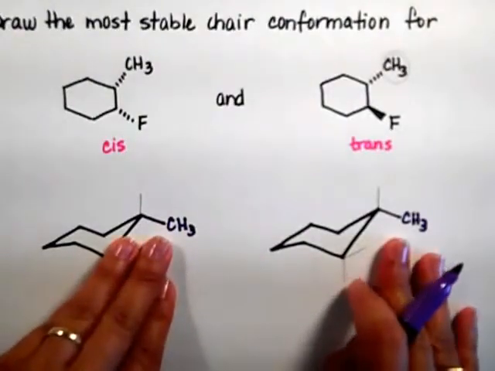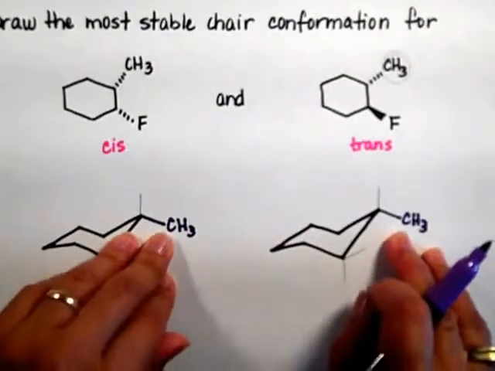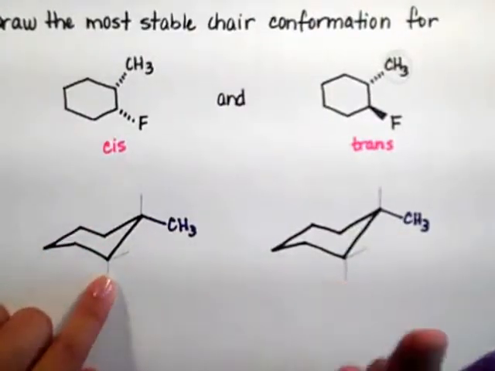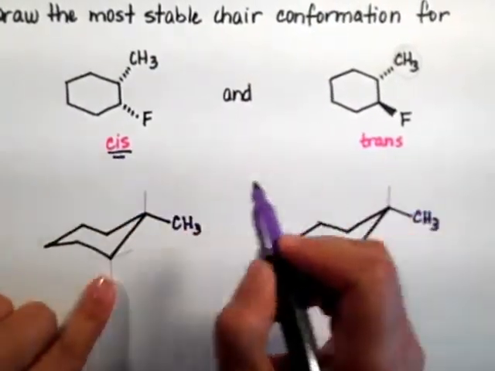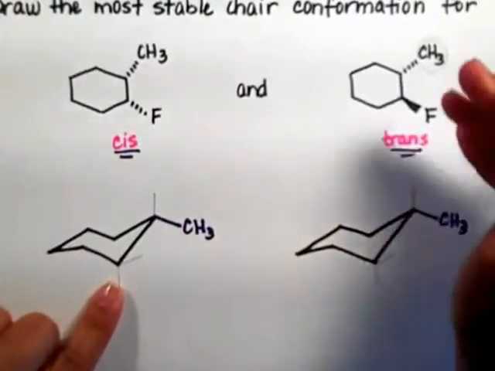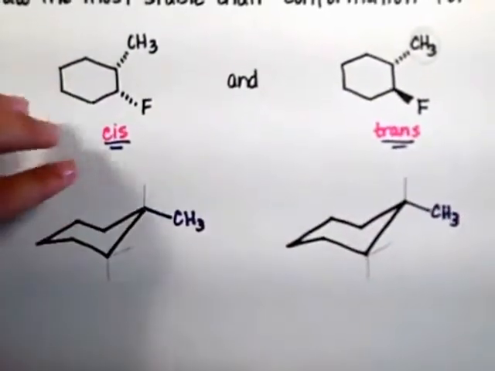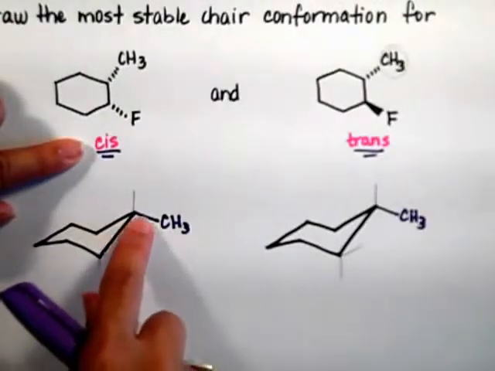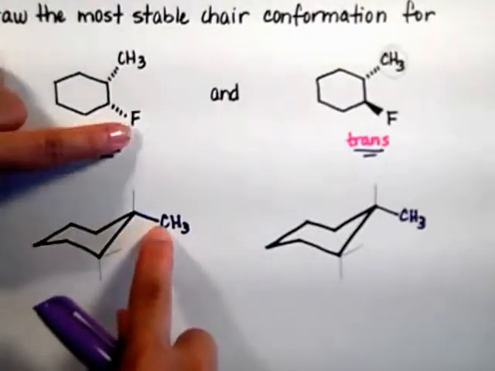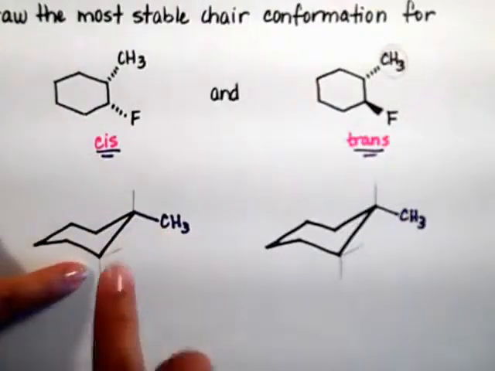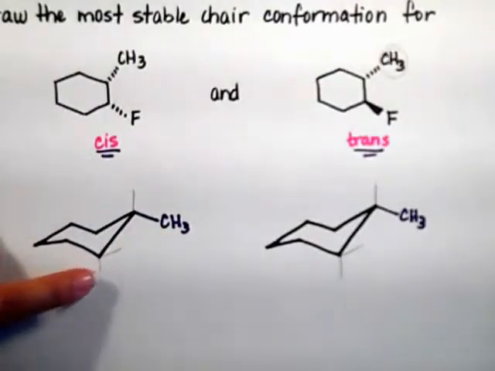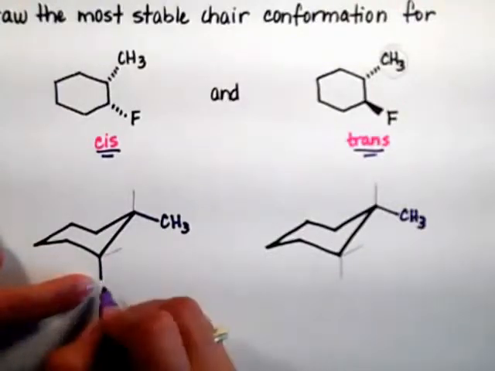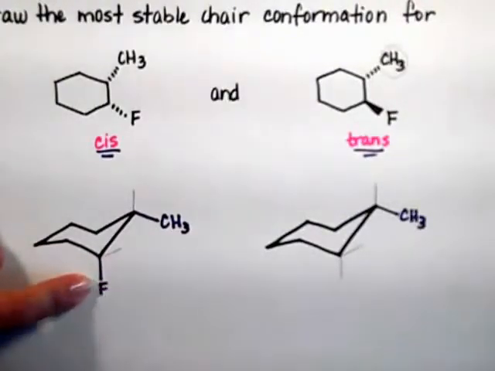Alright, so I have my methyl on my equatorial position, and now I have to put the fluorine atom on carbon number 2, but I have to be very careful that I put them cis or trans depending on which isomer I'm talking about. Let's go to the cis right here. My methyl is pointing down. For that fluorine to be cis, it needs to also be pointing down, and the down position on this carbon is going to be axial.